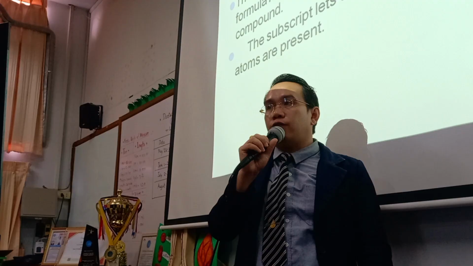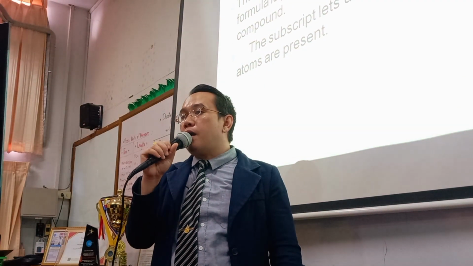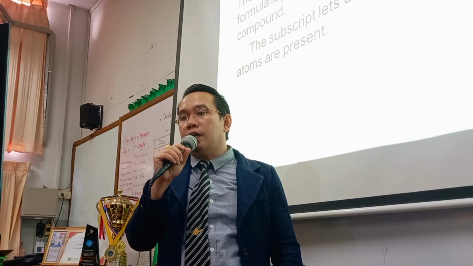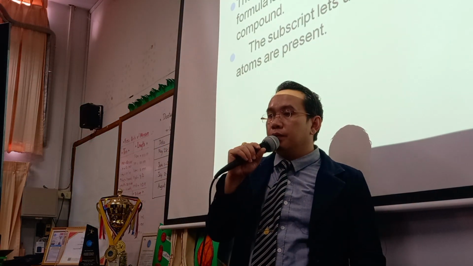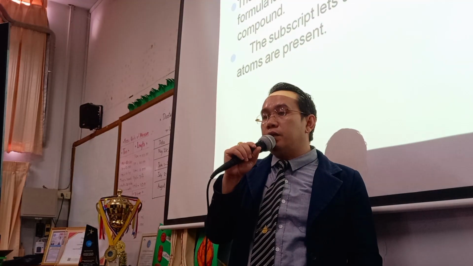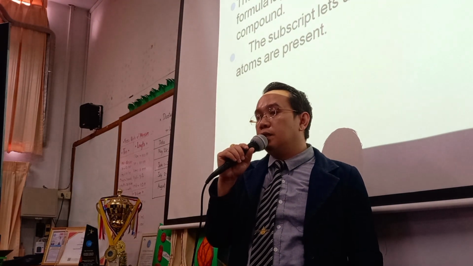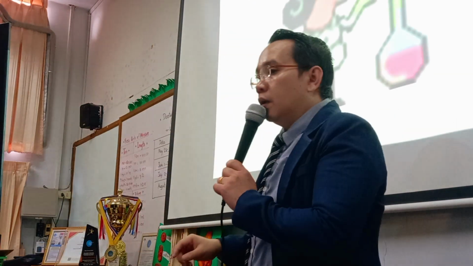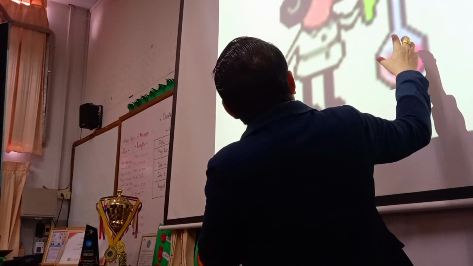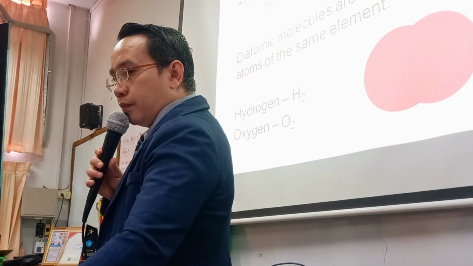Next, let's talk about the formula. The symbols make up the formula, which is just chemical shorthand for the compound. The subscripts let us know how many atoms are present. When you say compound, this is a chemical reaction.